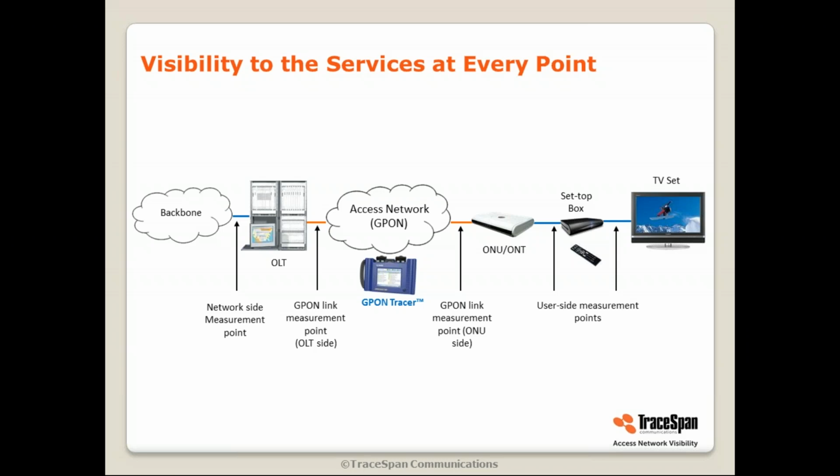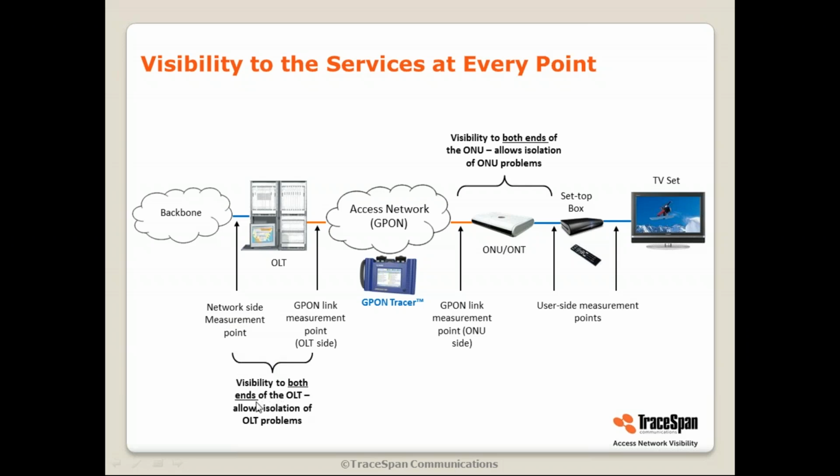Now, in order to troubleshoot services, the idea we're talking about is having visibility with measurement points in every point across the network. So if something goes wrong in any point, you can see what the service looks like, or what the traffic looks like, when it goes into a specific element and when it goes out of that specific element. As an example, by getting visibility to both ends of the OLT, you can isolate problems related to the OLT, because you can see what the packets look like going into the OLT and what they look like coming out of the OLT. The same is true for the ONU.